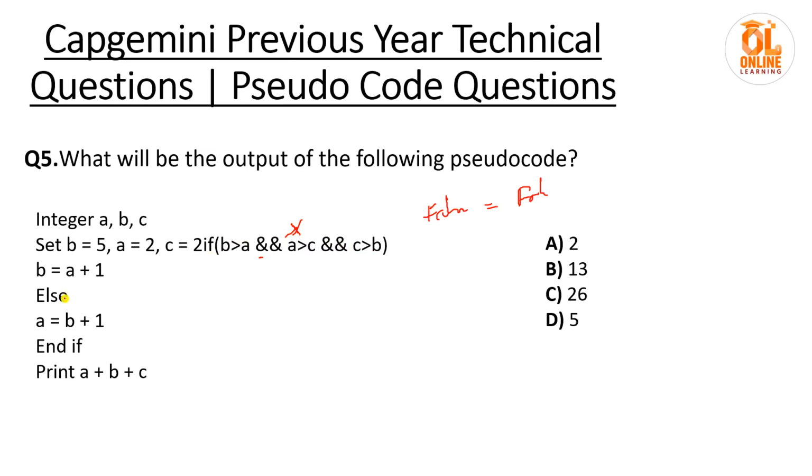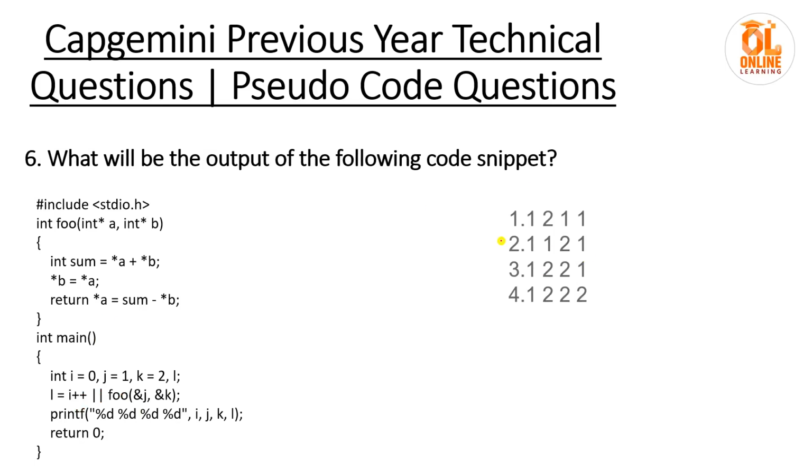So if the condition fails, the else condition, a equal to b plus 1. A equal to b plus 1 means b is 5, so a becomes 6. So a becomes 6, 6 plus 5, 6 plus 5 plus c is 2. 6 plus 5 is 11, 11 plus 2 is 13. So 13 means option B. Yeah, so option B is the correct answer for this. Coming to the next question.